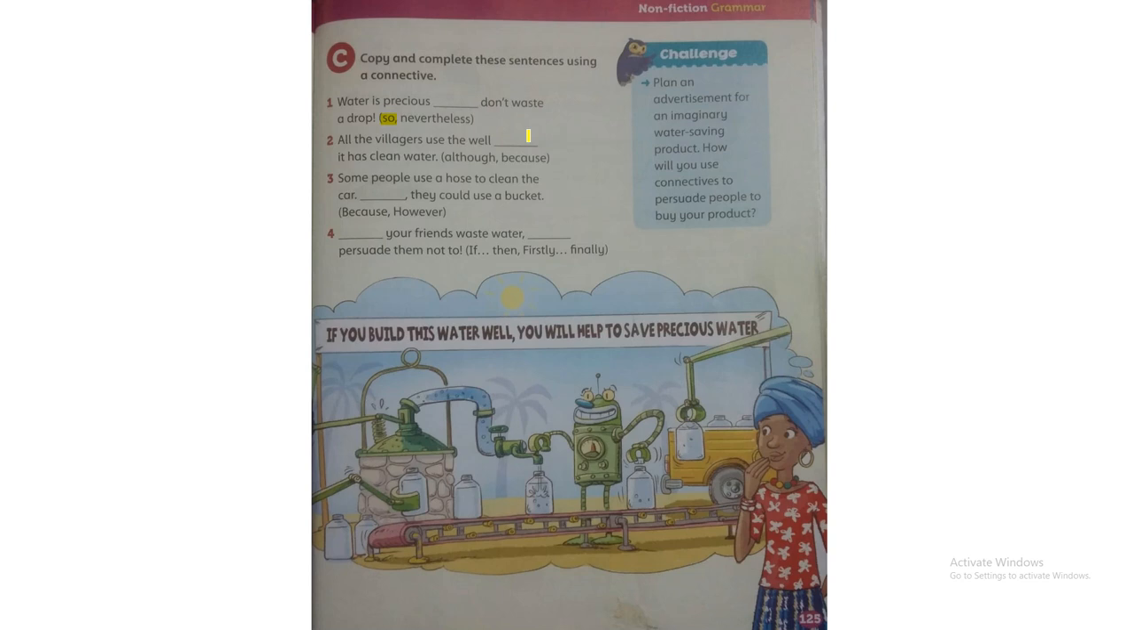Okay? The cause is water is precious. It's very important. That's why I have to stop wasting a drop or don't waste a drop. Okay? So this is cause and effect. Number two, all the villagers use the well. It has clean water. If I want to make a question here by using why: why do all the villagers use the well? Why do they use the well? Because it has clean water. It's as well cause and effect. The cause is the well has clean water. That's why the villagers use the well.